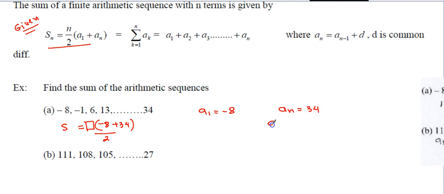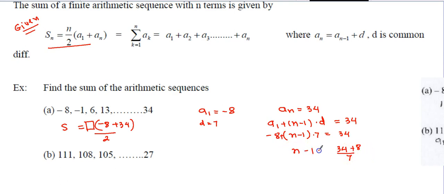The rule for the last term is a1 plus (n minus 1) times d is equal to 34. a1 is -8, n is unknown, common difference d is 7. Each time we are adding 7. So you have to solve for n here, and n will come out to 6. If you solve this, 34 plus 8 divided by 7 is n minus 1, and if you add 1, n is equal to 6, and that will be the number 6 here.